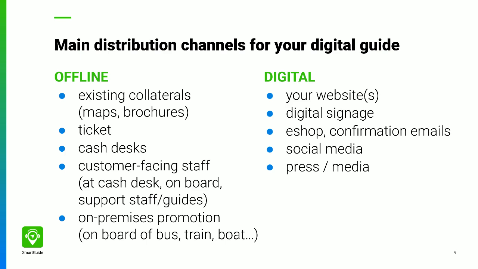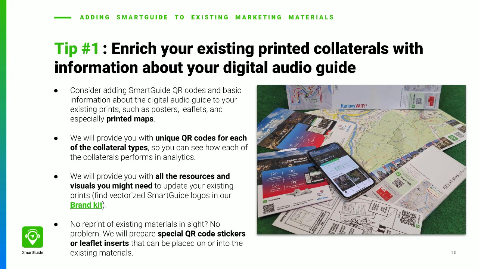First of all, add information about your digital audio guide to your existing channels, especially your website, and printed collaterals such as posters, leaflets, printed maps, or info tabs in physical navigation. How to do it? We will provide you with unique QR codes for each of the collateral types, so you can see how each of the collaterals performs in analytics. We will provide you with all the resources and visuals you might need to update your existing prints.